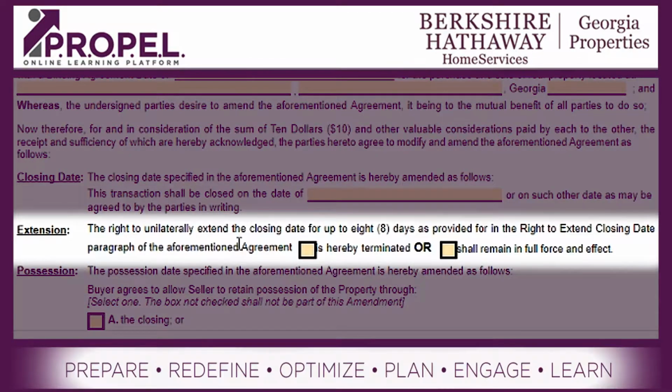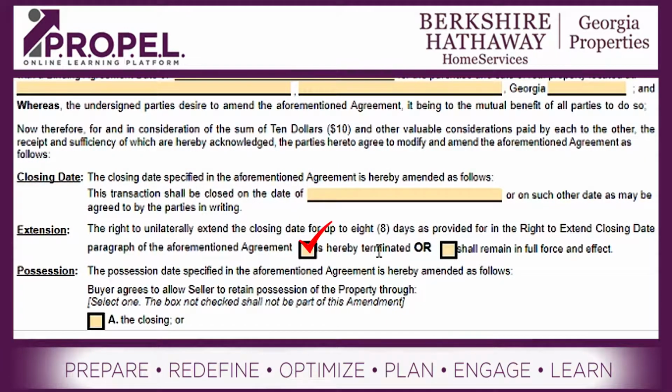You could also then answer one of these two questions. The right to unilaterally extend the closing date for up to 8 days would be terminated or shall remain in full force and effect. That's really something that is negotiated between the two agents, so you would need to work on that.